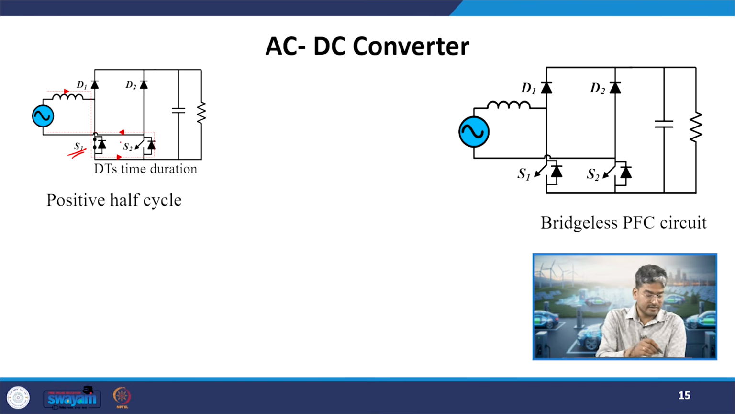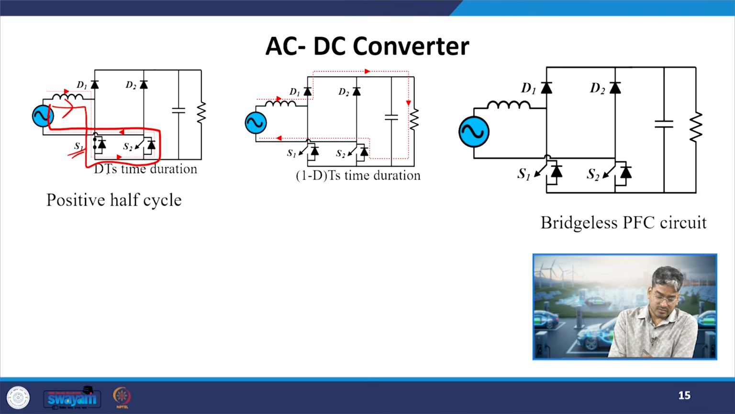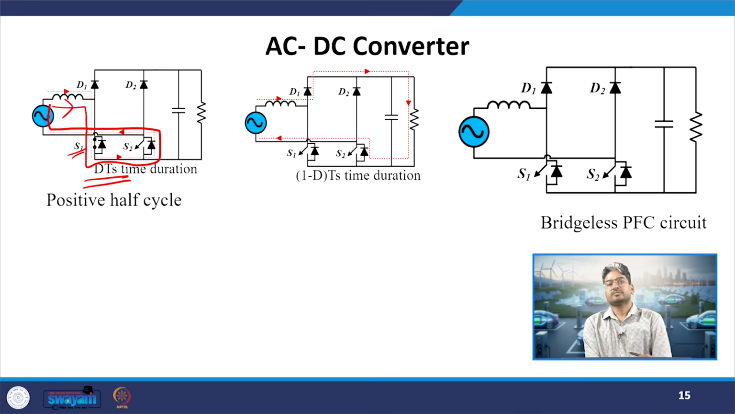If you apply KVL in this loop, I will see that there is no other opposition in the path, neglecting the on-state drop of the device. The inductor will be connected in parallel with your supply. So, the inductor voltage will be equal to the supply voltage when my switch S1 is on. Okay. Now, obviously in this case, as the inductor is connected across the supply, it will experience an increment in its current.